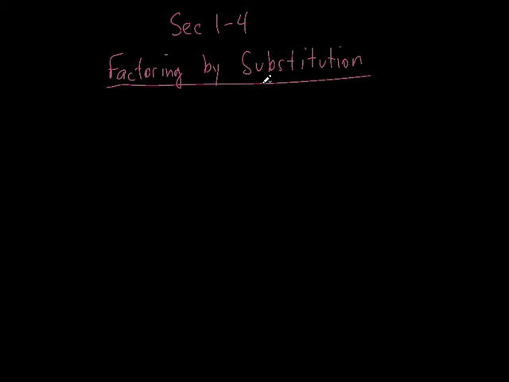So let's find a nice example that we can do this on. And we actually did one. Remember the one with the parentheses and all that? So I'm going to skip that kind. Let's do this kind right here. This is 6z to the 4th minus 13z squared minus 5.